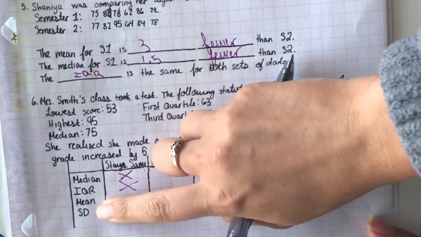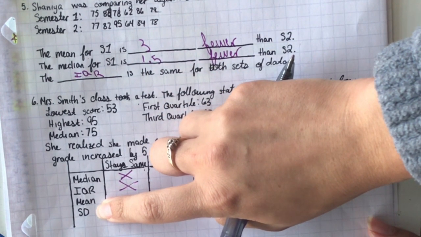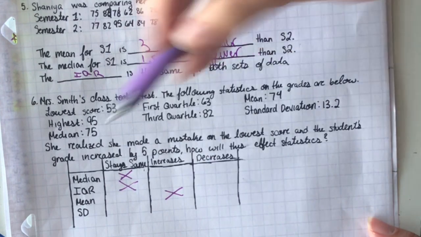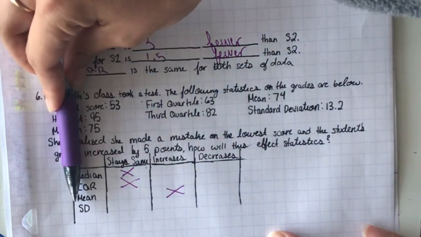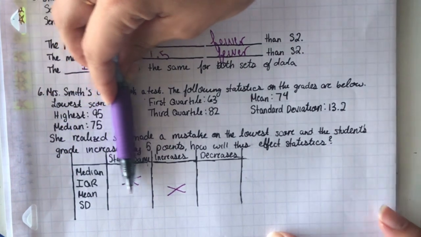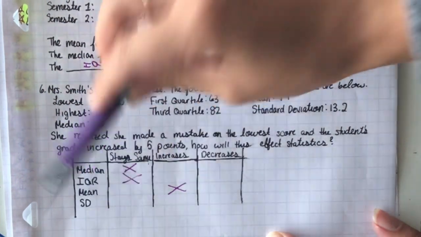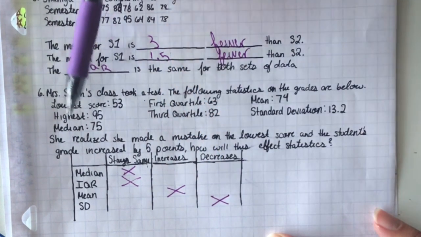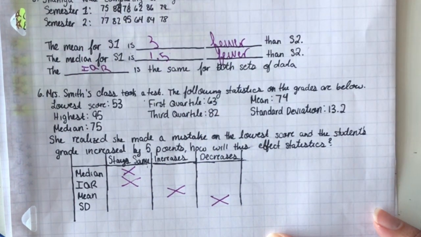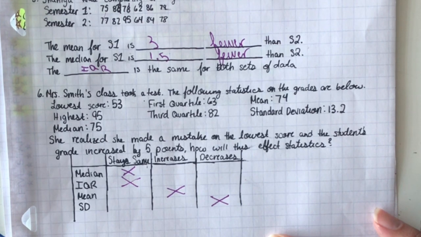And standard deviation is about how far away things are from the middle. So if the lowest score got higher, that means the lowest score got closer to the middle. So our standard deviation is going to go down because our lowest score got closer to the middle. And we're done with page 19.